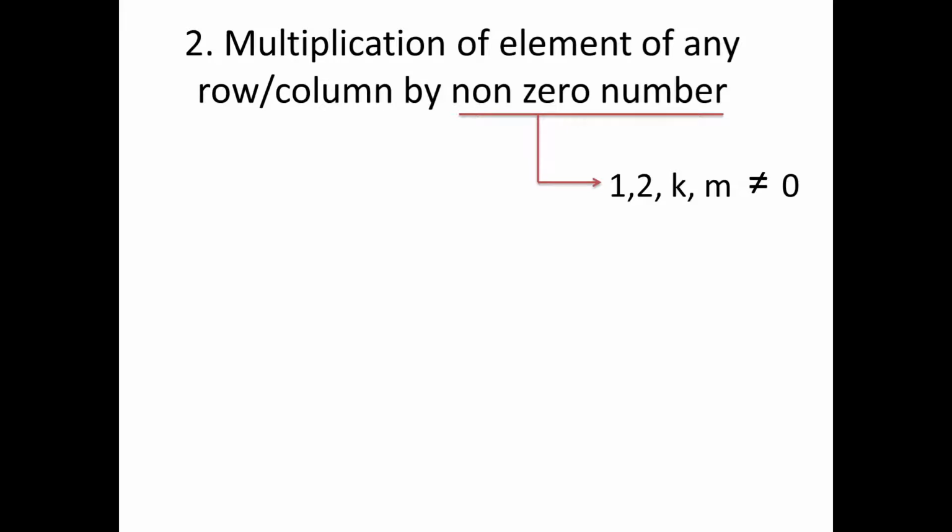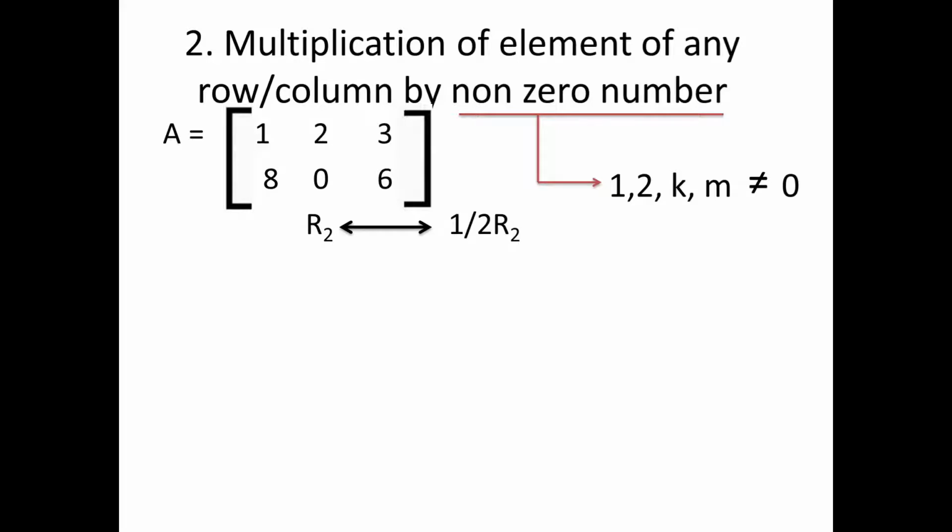So here we will take an example of a matrix which includes 2 rows and 3 columns. Okay. So now what the property says is that any row or column is multiplied by an element which is non-zero. Now suppose we go for the transformation, and I will do this transformation, that R2 is transformed into 1 by 2 R2. What does this mean?